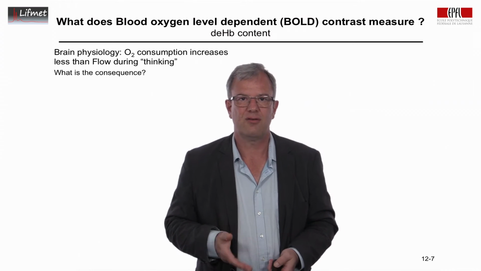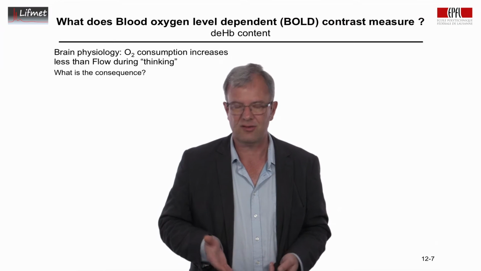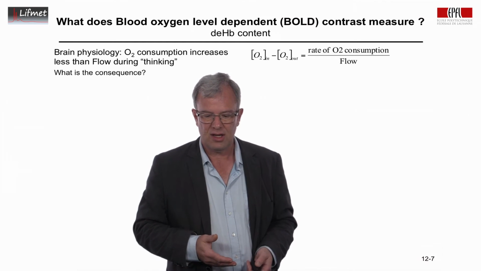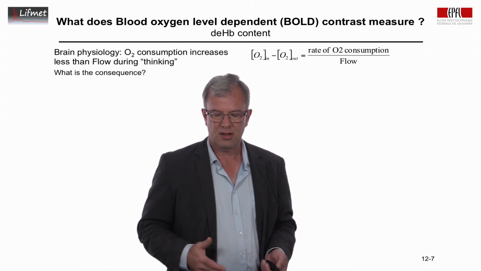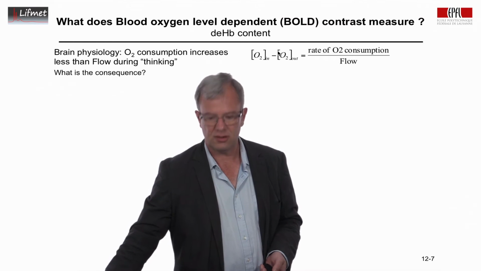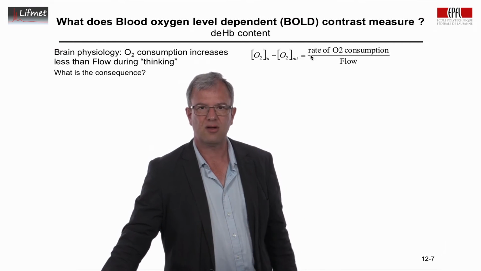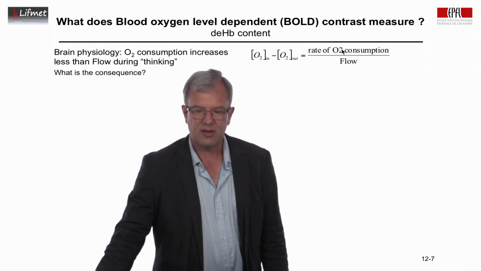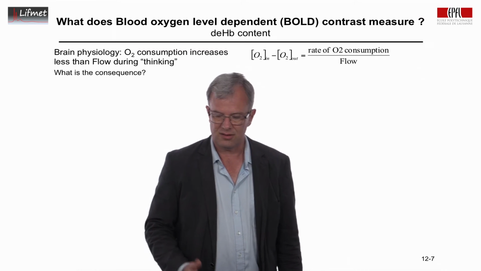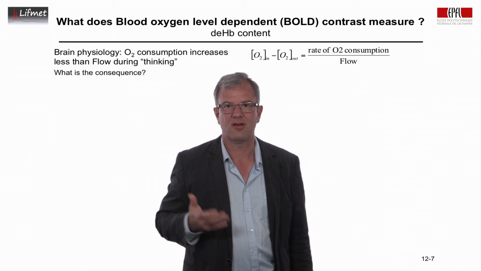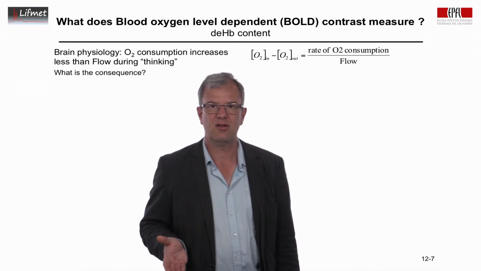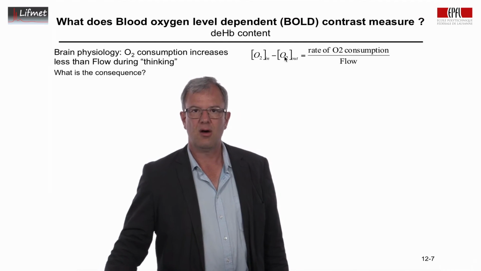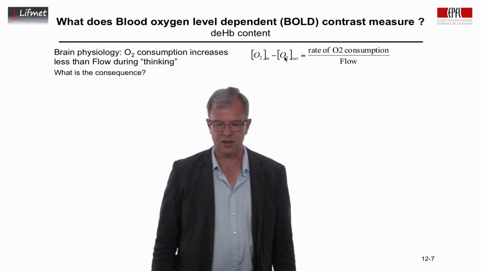So what is the consequence if oxygen consumption increases less or doesn't increase, but blood flow increases? And this is also something we've discussed in course 7. From mass balance, from Fick's principle, the arterial oxygen concentration minus the venous oxygen concentration is equal to the rate of oxygen consumption divided by flow. So if we take the simplified assumption, just for mentally thinking it, that the oxygen consumption does not change, but blood flow increases, then this difference has to decrease, and the only thing that we can change is the oxygen concentration in the veins, and this one will increase.